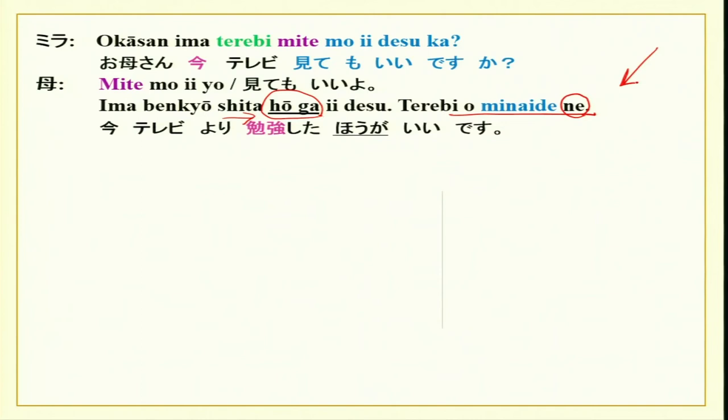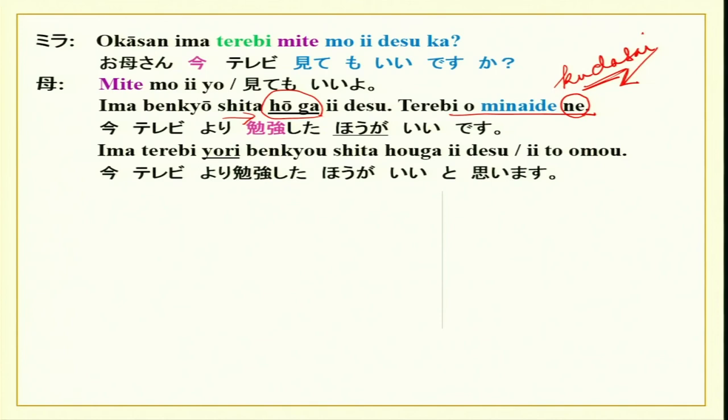Otherwise, kudasai. Terebi wo minai de kudasai. Please do not watch TV. So, it's an informal situation or an expression. Ima terebi yori benkyou shita hou ga ii desu. Yori. More than watching TV, it's better that you do benkyou. And also she can say, ima terebi yori benkyou shita hou ga ii to omoimasu. I think. So, all these things you have done earlier, I am just revising it and showing how the answer can change in different situations.